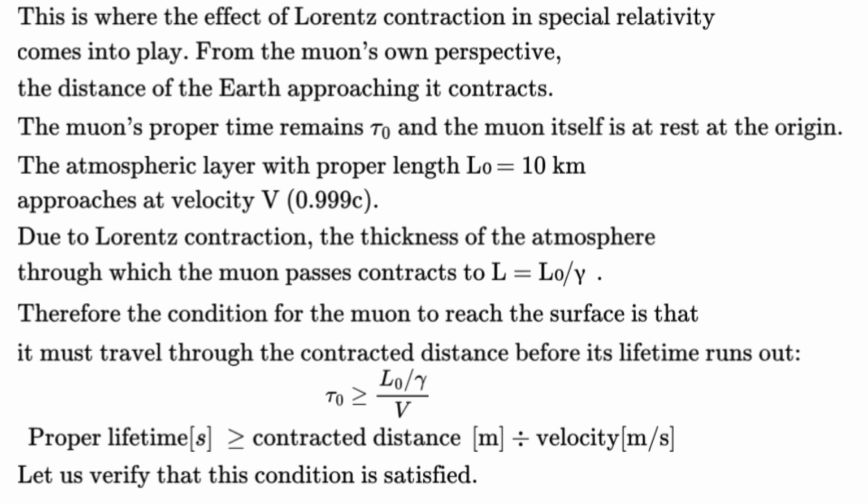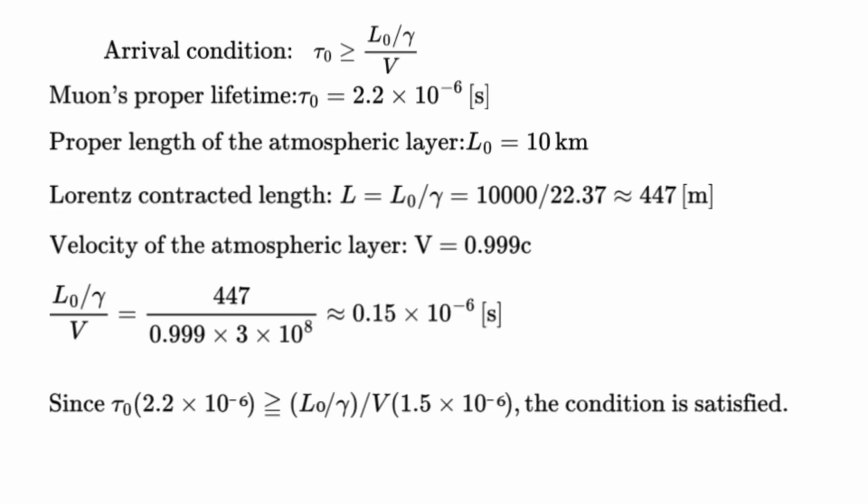Therefore, the condition for the muon to reach the surface is that it must travel through the contracted distance before its lifetime runs out. Tau naught is greater than or equal to L naught over gamma v. Proper lifetime is greater than or equal to contracted distance divided by velocity. Let us verify that this condition is satisfied. Here we calculate the arrival condition and verify whether it is satisfied. Please pause the video and work through it at your own pace.